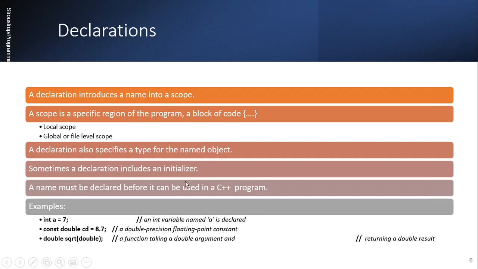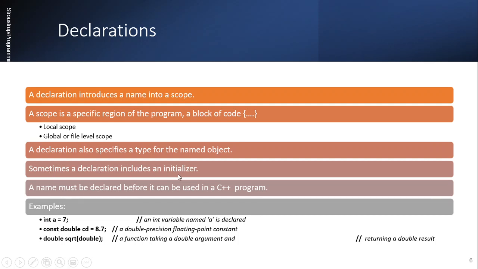A declaration also specifies a type for the named object. Whenever you introduce a named object, you should know what an object is. An object is anything that occupies space in memory. So a declaration basically introduces a named object into a scope, and it specifies a type for that object. Okay, so int a is equal to 7. a is a named object. Why? Because it is allocated space in RAM, and it has a type. So a declaration introduces a type for that object as well.